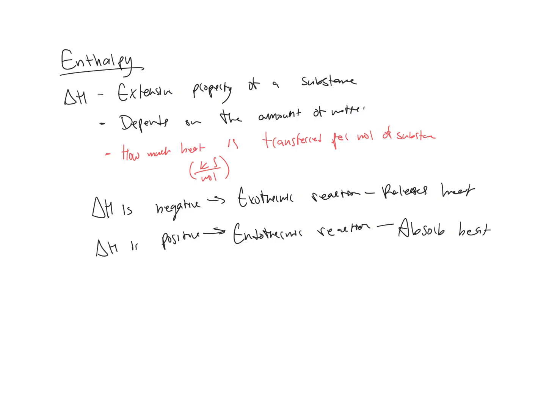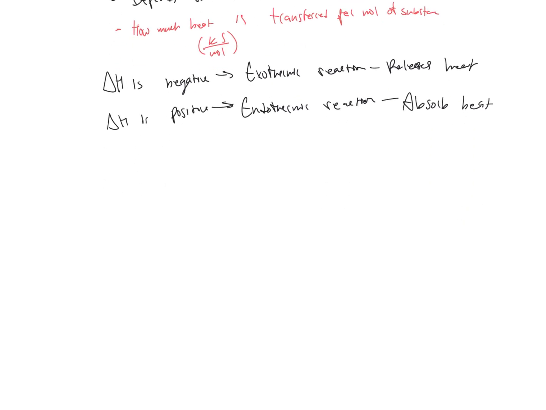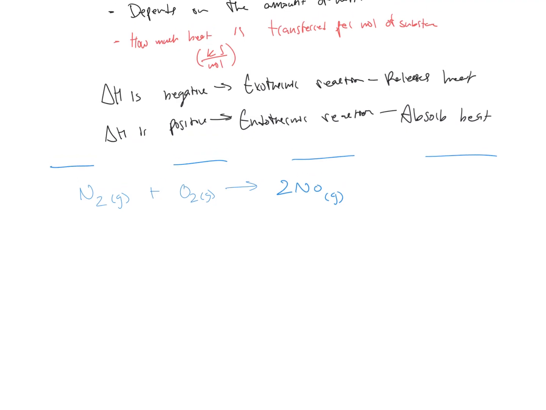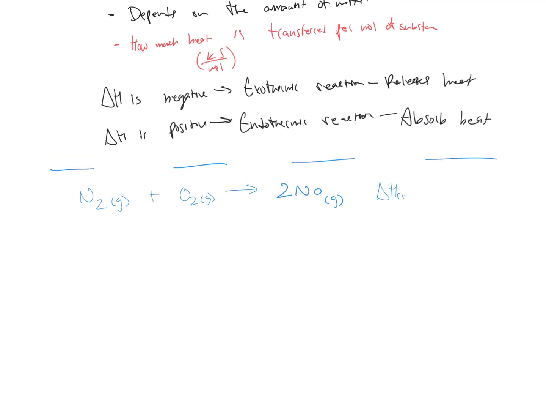Now, one helpful thing you can do when you're trying to calculate values using enthalpy is the following. Let's say we have this reaction here, nitrogen gas plus oxygen gas react together to make two nitrogen monoxide molecules. And we're told this has a delta H of reaction of positive 180 kilojoules per mole of reaction.